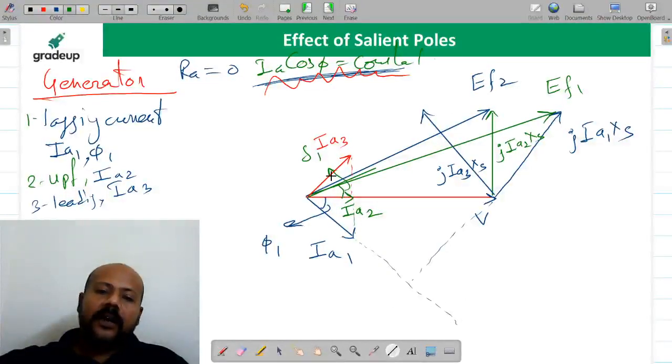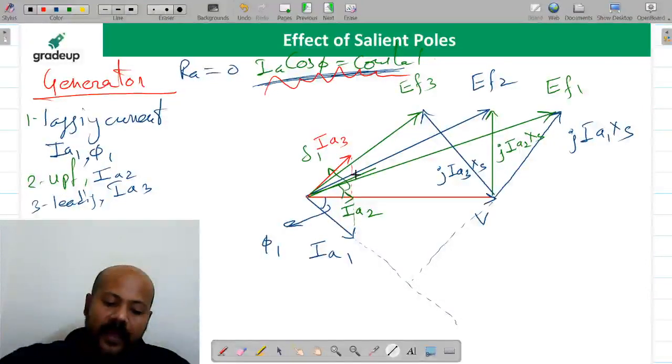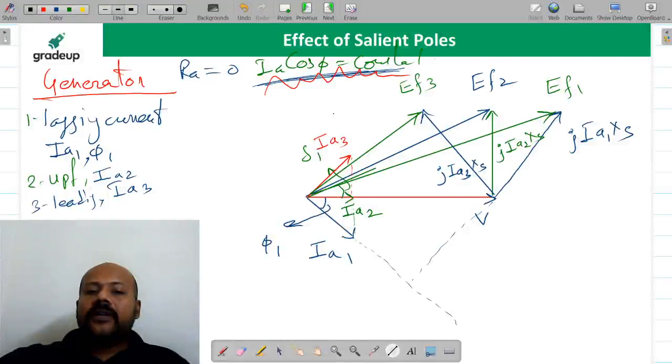Okay, let me draw it again. It is going to be something like this. This is going to be your EF3. Now you listen to me very carefully, very important. Yes, beta. Now you listen to me, very important thing we are going to understand here.